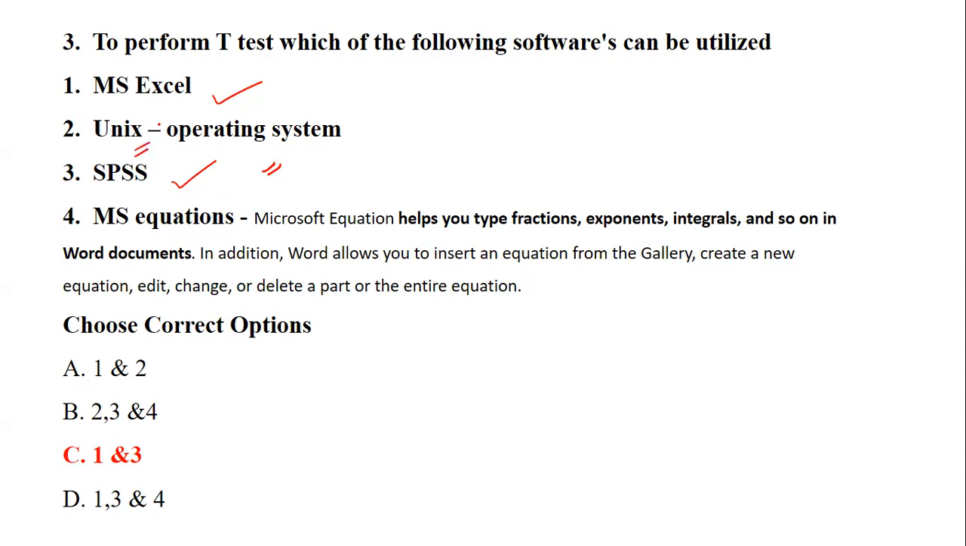Unix, the option given, is not software, it is an operating system. And MS Equation is nothing but Microsoft Equation, which helps you to create equations in the form of fractions and exponents in a Word document. In addition, it allows you to insert an equation from the gallery, which helps you to create, edit, and enter the equation. So these aspects are covered. You have to now understand that when it is a t-test, it is only with the help of MS Excel or the SPSS tool, right?